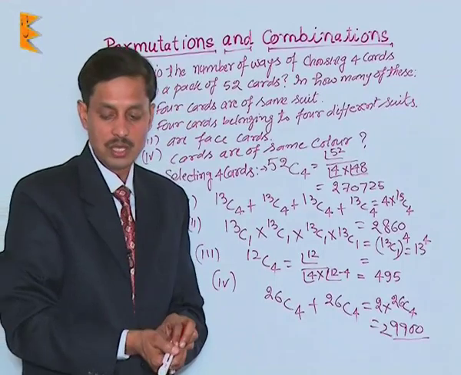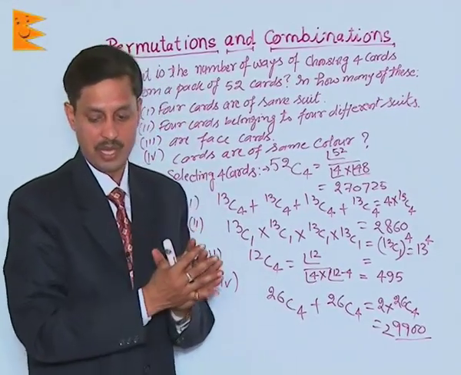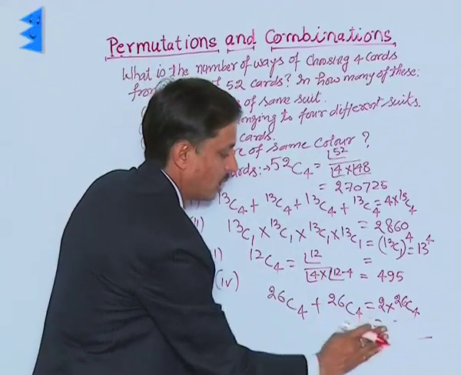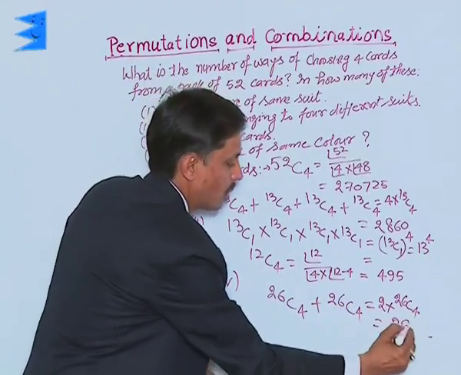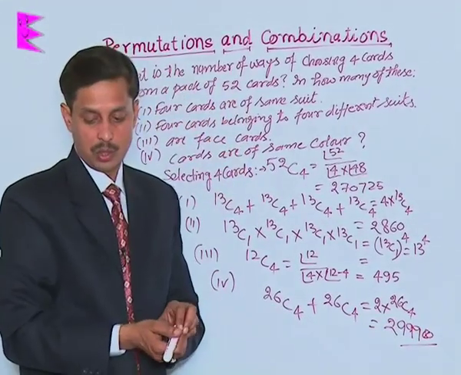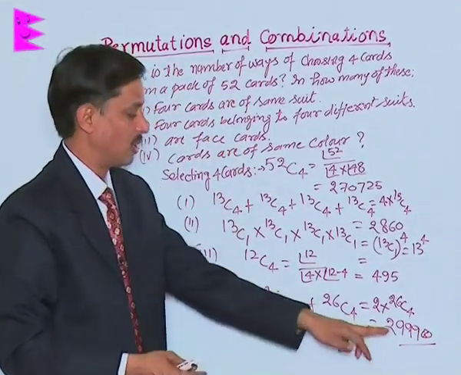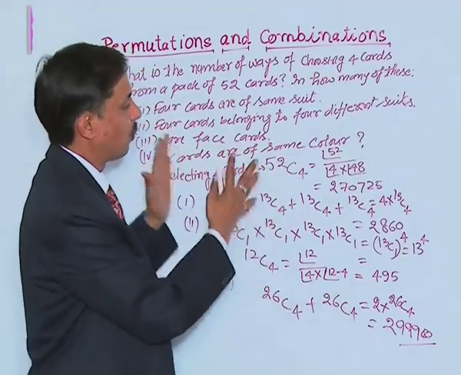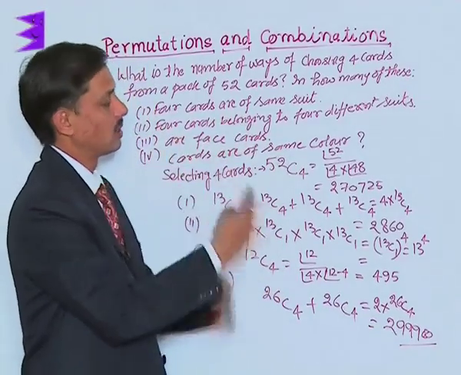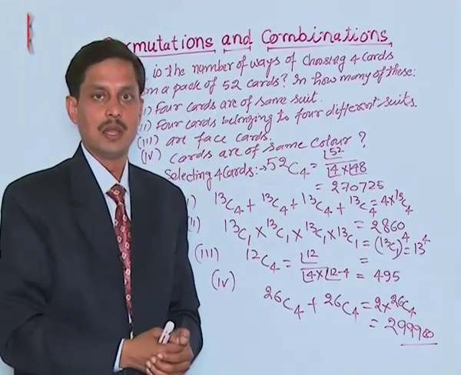When you simplify this, the value comes out to be 29900. So this is the way where we will apply the formula for calculation. This is the way of solving the problems of permutation under some different conditions.